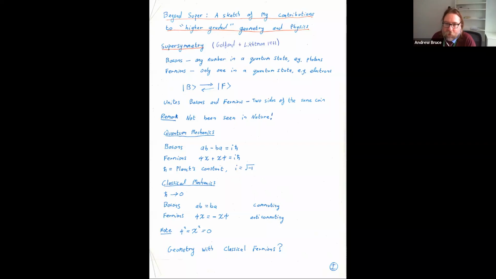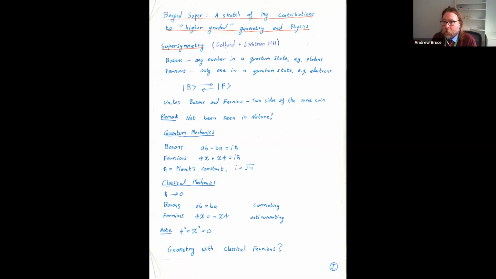So the plan is just to give a very loose sketch of things I've done the last couple of years to do with higher graded geometry and some implications in physics. So the plan is to have a very gentle introduction to supersymmetry, what I mean by graded, a little bit of geometry, and then I'll try to explain that's not really enough and what I've done since with it.